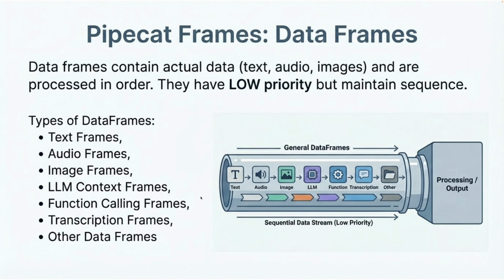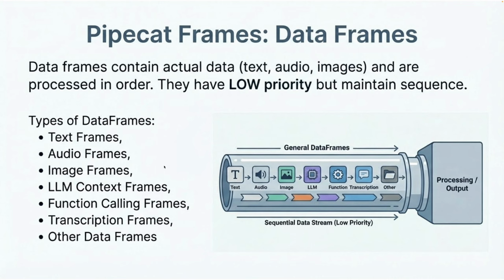Data frames, as we discussed, are low priority but strictly ordered, and they are mainly designed for streaming and real-time systems. This is the core data carrying unit in the Pipecat pipeline, in contrast to control frames, which we'll be discussing in the next video, which alter the behavior of the processor. Here it is just carrying the data.